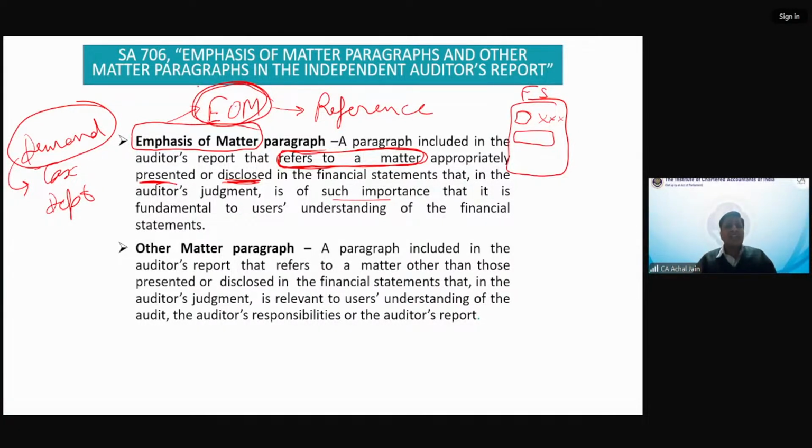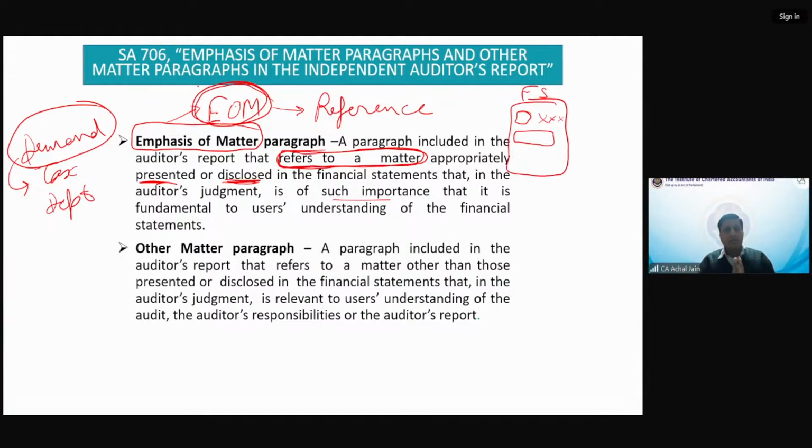Because financial statements could be running into say 70 pages, 100 pages, 50 pages, and the user may overlook some part of the financial statements. So the idea of the auditor is to highlight that through his audit report, so that the user should not say that this was an important matter, but you didn't let me know. The auditor is just making sure that that particular item doesn't get missed by the user.